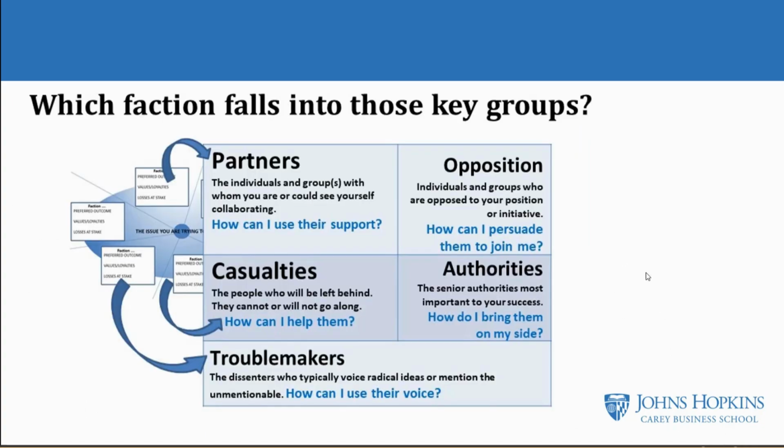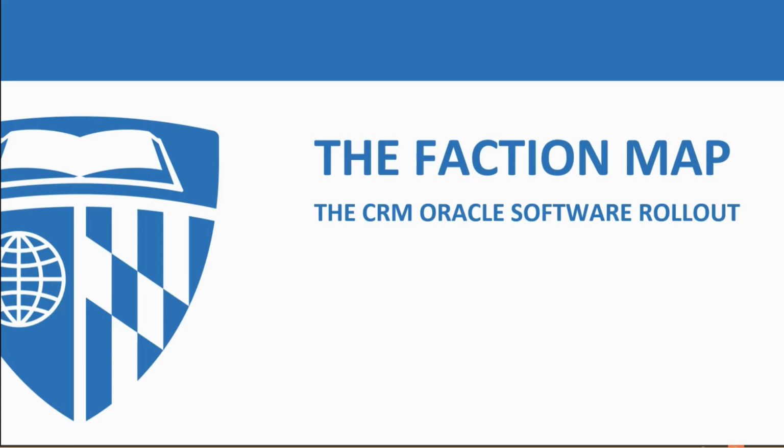Now, this work will end up identifying several categories, and after you have the whole faction map, you will be able to say which ones could be potential partners, which ones are clearly the opposition, what is the position of the authorities, who are the people that will not want to do it over their dead body, who are the troublemakers that normally voice ideas and mention the unmentionable. What is each faction mapping in those five categories?